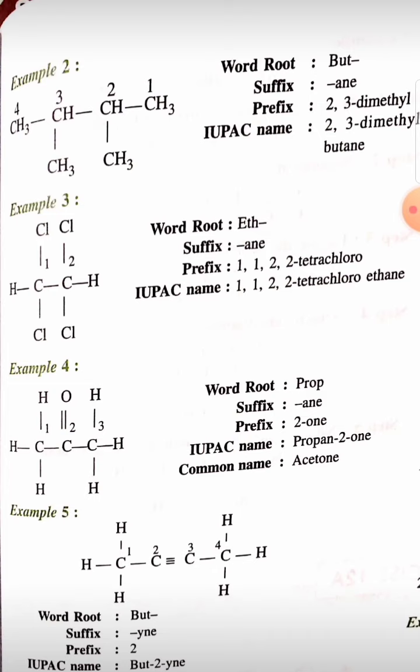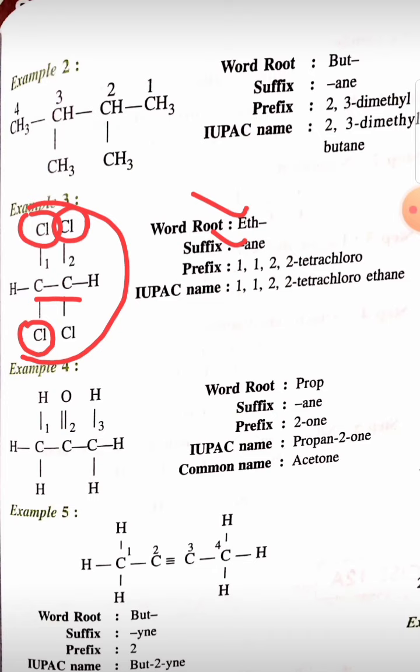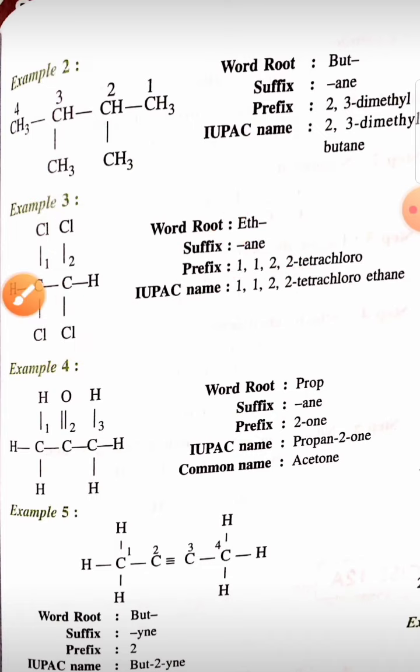In the next example, you can find 2 carbon atoms. The root word is eth. Between the carbon atoms there is a single bond, so the suffix is ane. But each carbon atom contains chloro groups. First carbon has 2 chloro groups, second carbon atom also has 2 chloro groups. Then the prefix will be 1,1,2,2-tetrachloro. 1,1 because the first carbon atom has 2 chloro groups, and second carbon atom also has 2 chloro groups, 2,2. So 1,1,2,2-tetrachloroethane is the correct name of this structure.